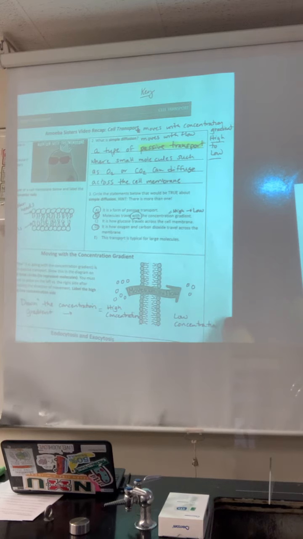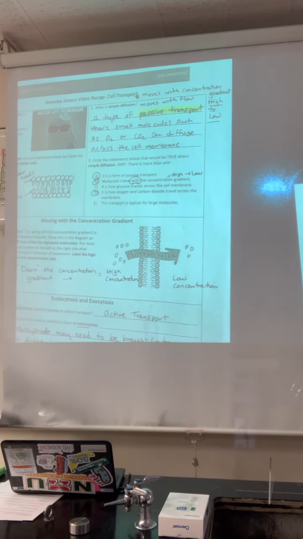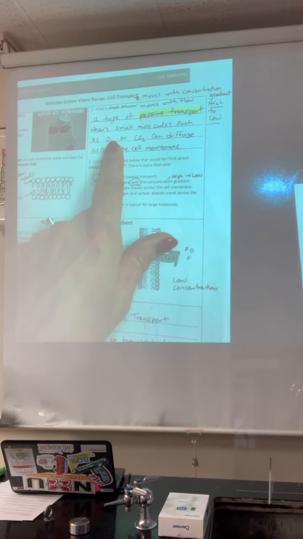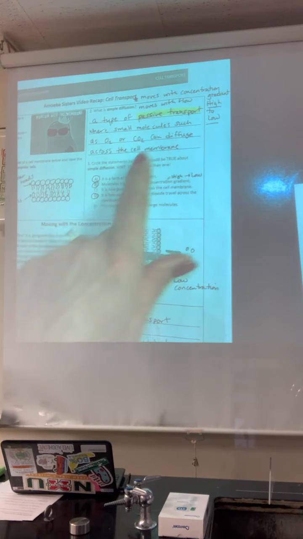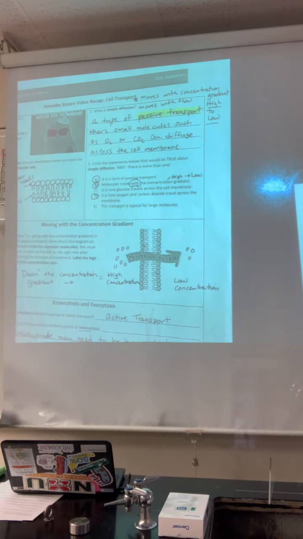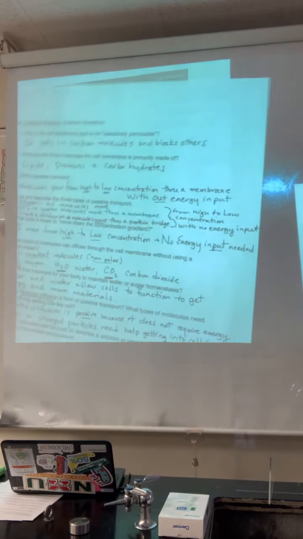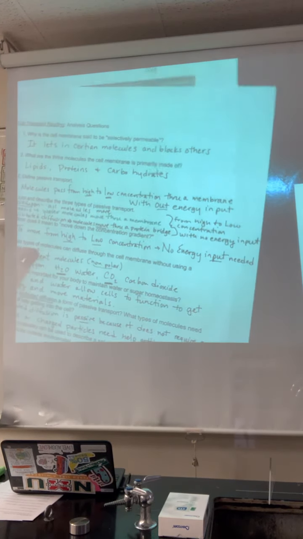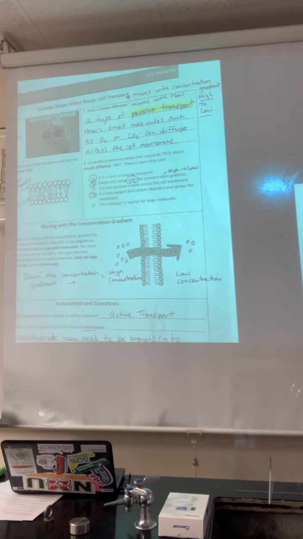So either put it there or you put it that small molecules move through the cell membrane by passive transport, oxygen and carbon dioxide. We just put it here. Remember we did on question number 6 yesterday? So we wrote it down twice, so it's important to know.